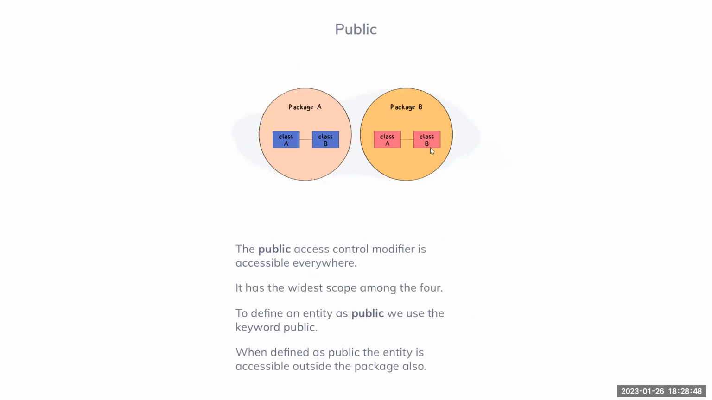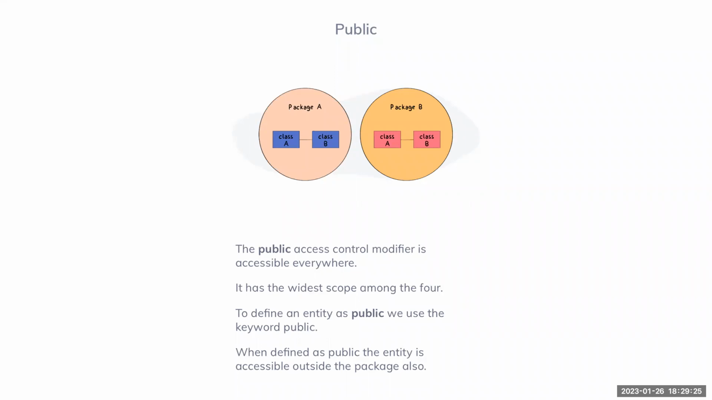Yeah. So this is public. Now you have two different packages, package A and package B, and you have some class A and class B in package A, and some class A and class B in package B. The public access control modifier is accessible everywhere. Not only in the same package, it can be accessed outside of the package also. So it has a very wide scope among the four access specifiers that you are seeing here.